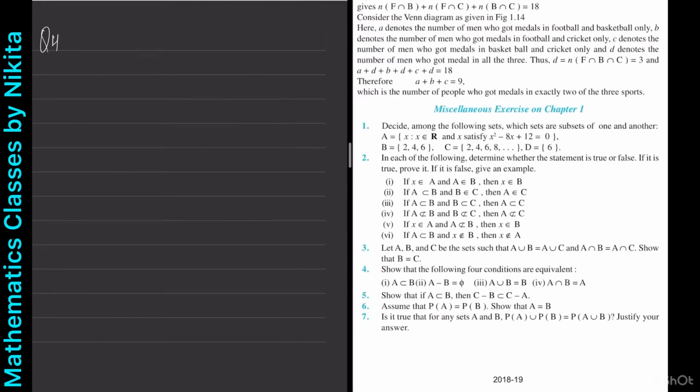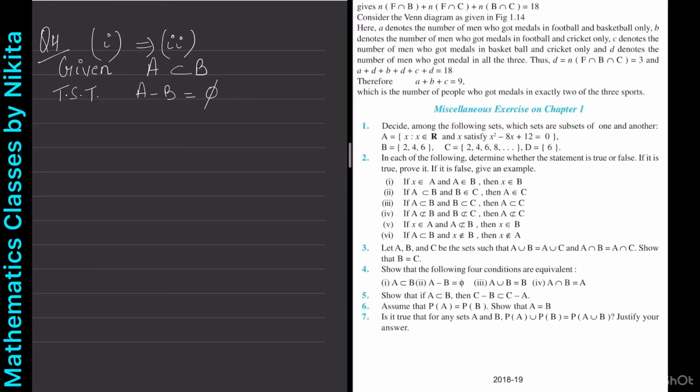So first we will show that 1 implies 2. So in 1 implies 2, 1 is given and I have to show 2. So what is given to me? It is given that A is a subset of B. And you have to show that A minus B is equal to empty set.